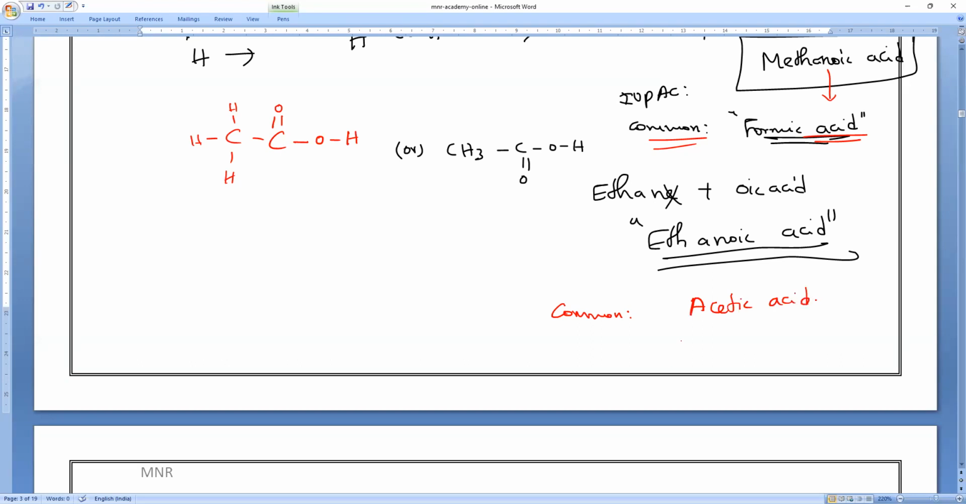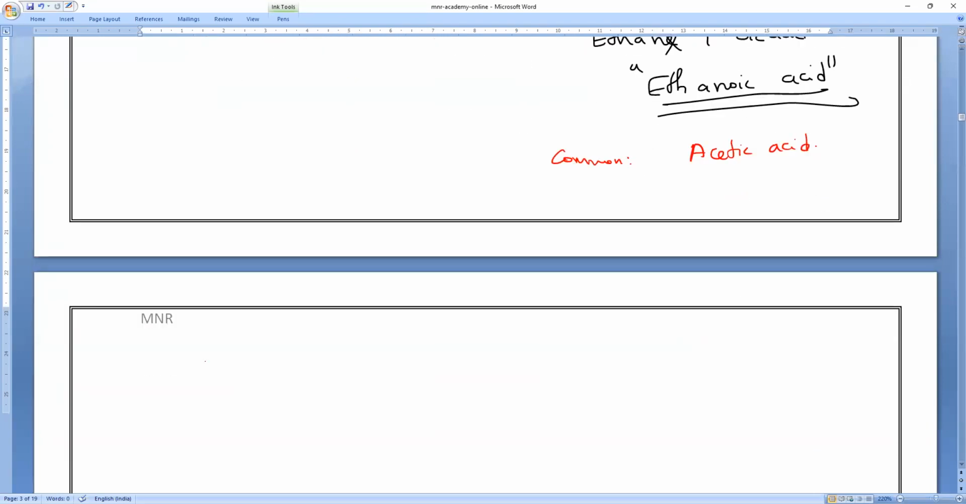Note it. Clear? Next, n equals 4. So what is that? Anybody can tell? Ethanoic acid is over. Next, what acid will come? n equals 3. So what acid will come? All of you? Propanoic acid.